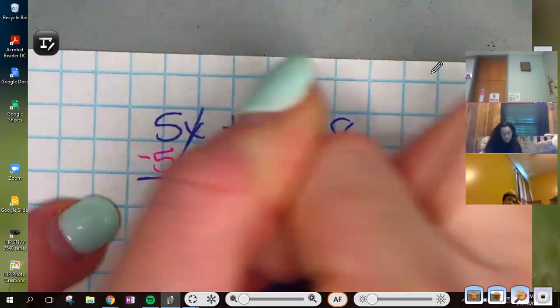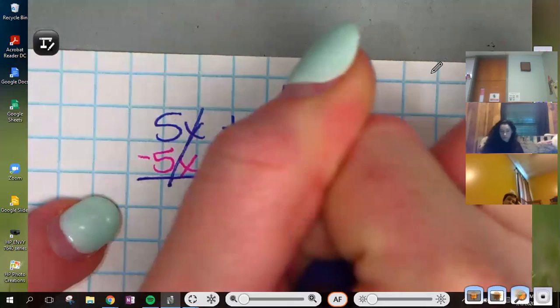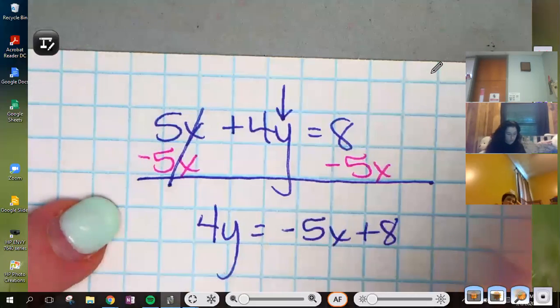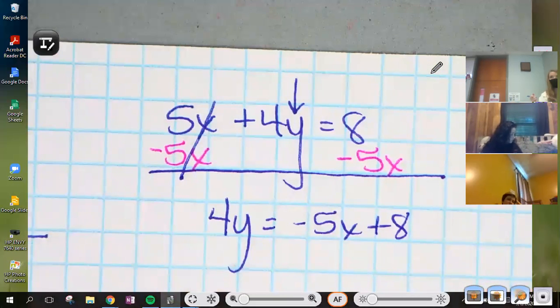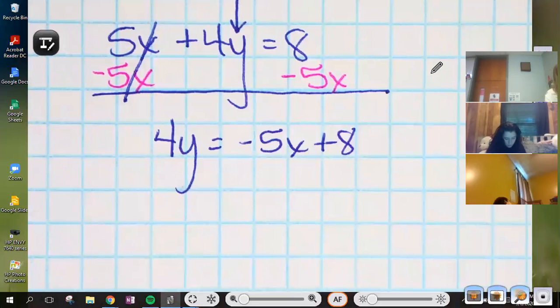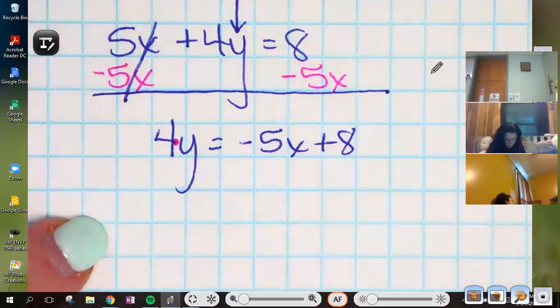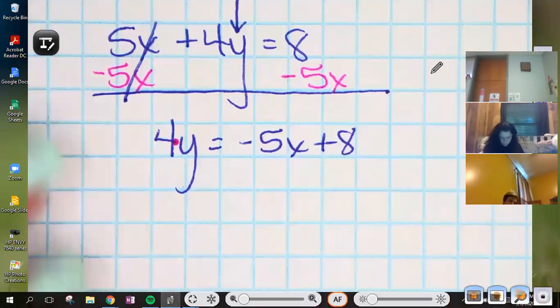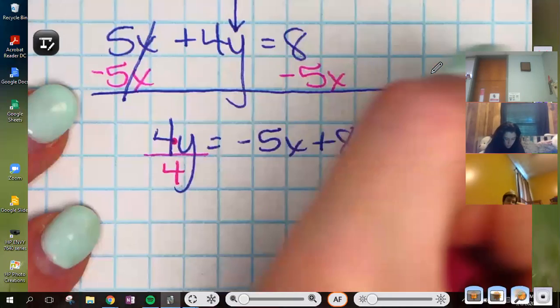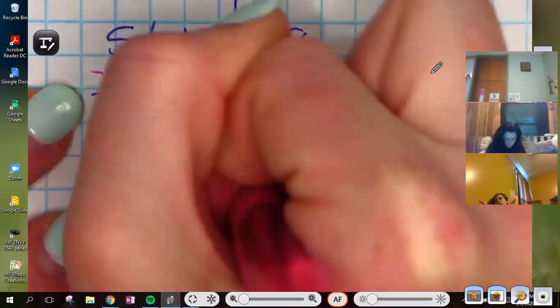4y equals, can I combine these? It's not 3x? No, it's -5x plus 8. Or you could have had 8 minus 5x. That is also true, but I like to keep it in slope-intercept form. Okay? Now I have 4 times y. How do I get rid of that 4? Divided by 4. Do I just divide the 8 by 4? No, I have to divide the entire thing by 4.